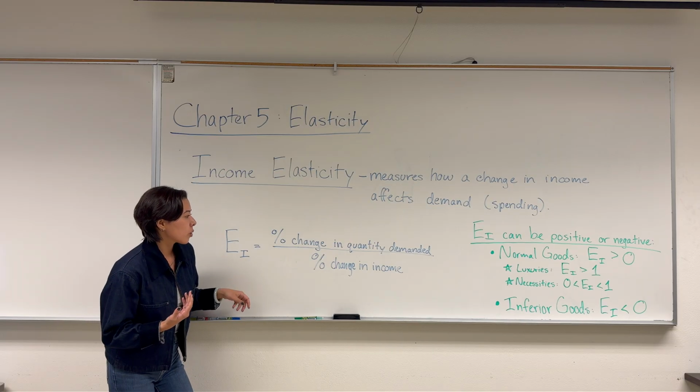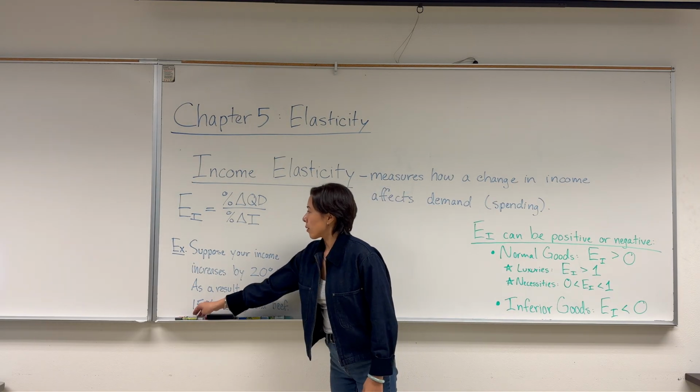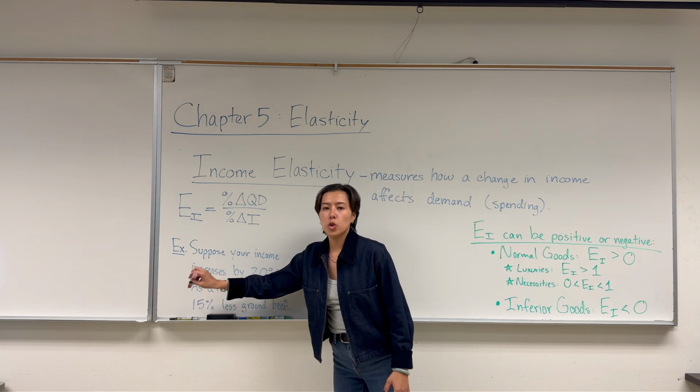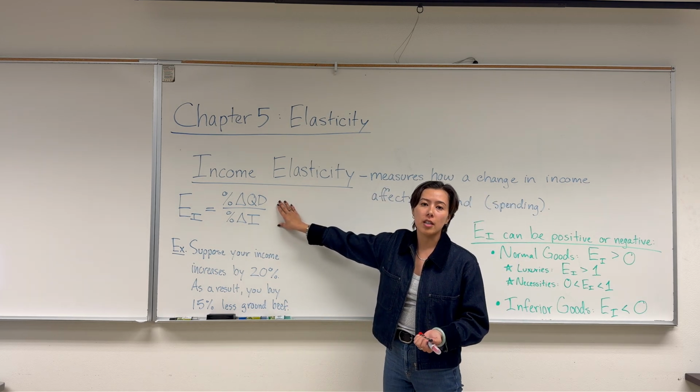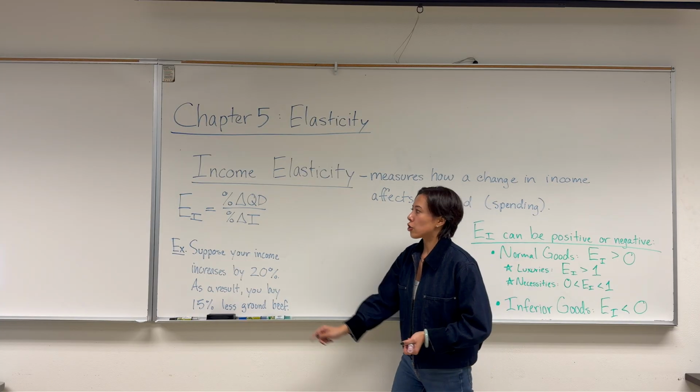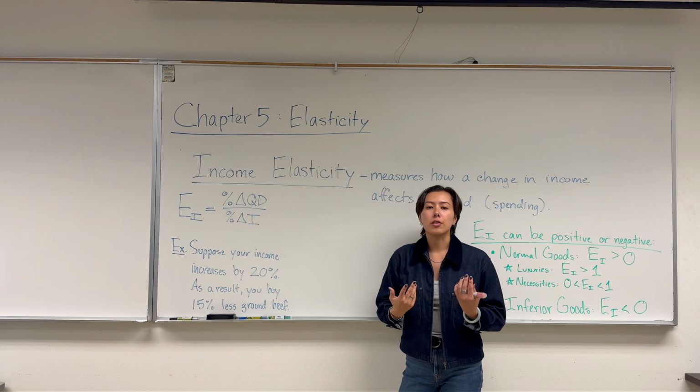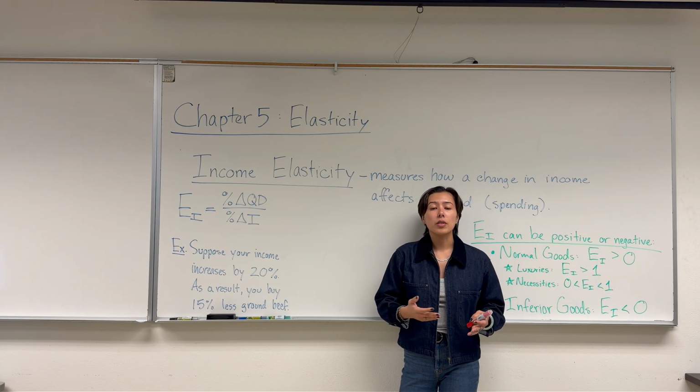Now let's do a quick example. All right, so I've written up here a shortened or abbreviated version of our simple percent change formula for the income elasticity of demand. This triangle here is called delta. It's a Greek letter, and we just use it to represent change.